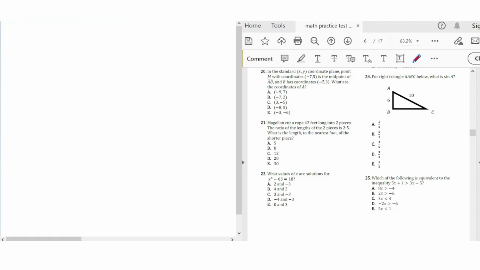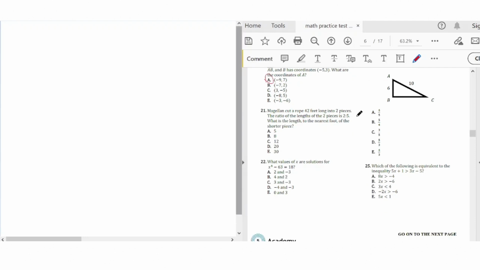So the difference between midpoint M and point B is 2. We add 2 to M to get B. Therefore, we can subtract 2 from M to get the x-coordinate of A. Negative 7 minus 2 is negative 9. Only one of these answer choices has negative 9 as the x-coordinate, so we know that A is our answer. Moving on to 21.